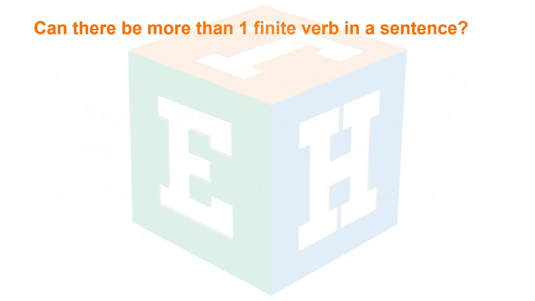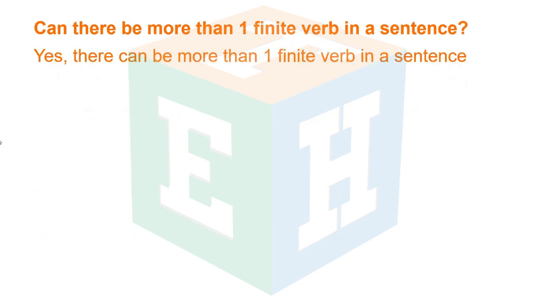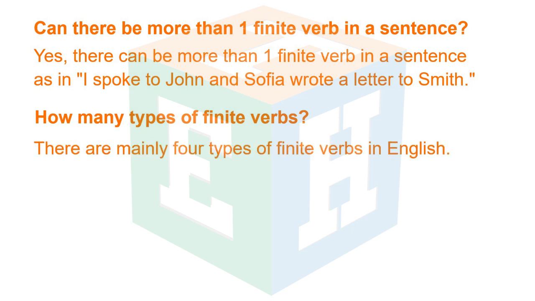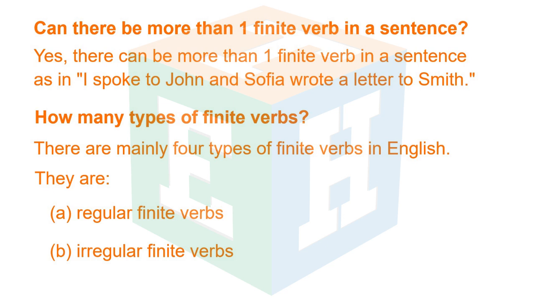Can there be more than one finite verb in a sentence? Yes, there can be more than one finite verb in a sentence. As in, I spoke to John and Sophia wrote a letter to Smith. How many types of finite verbs? There are mainly 4 types of finite verbs in English. They are: A, regular finite verbs. B, irregular finite verbs. C, auxiliary verbs. And D, modal verbs.